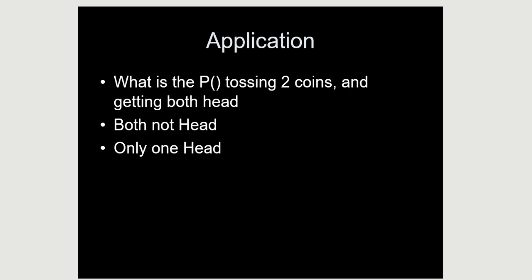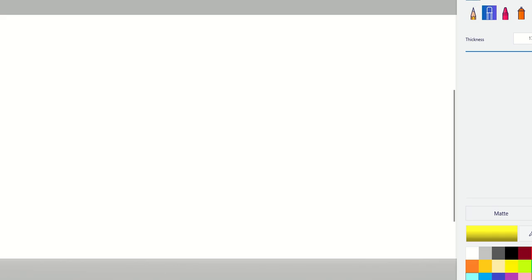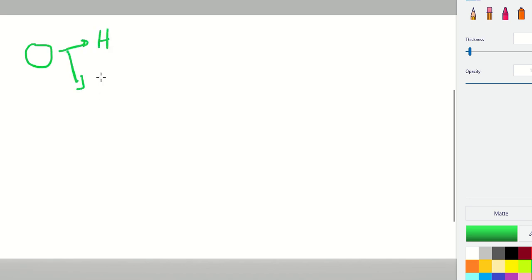Okay, what is the probability that if you toss two coins, both of them are heads, both are not heads, and only one is a head? So, the same idea, but this time we're working with tossing coins. When you toss a coin, there are only two possibilities, right? It's either head or tail.